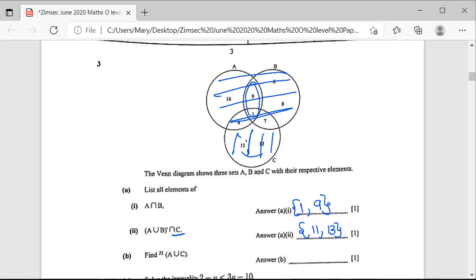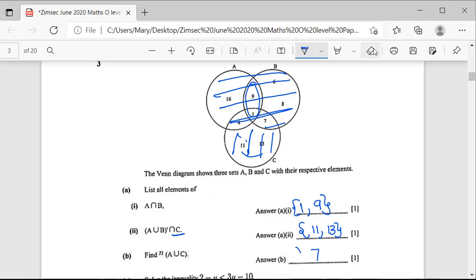But in this case, they just want you to write down the number of elements. So we go and count. They are 1, 2, 3, 4, 5, 6, 7. It's 7 of them. It's 7, the number of elements that are in A union B. They want A union C. I did A union B. Let me go and they want A union C.